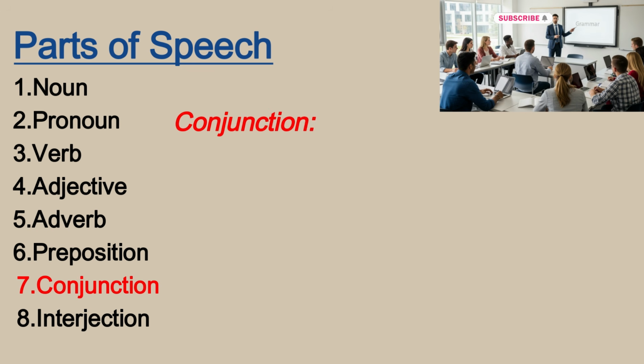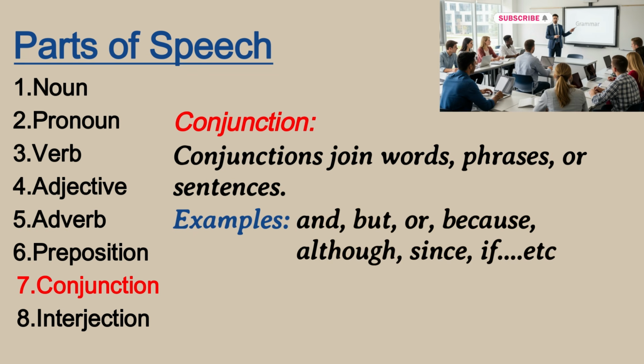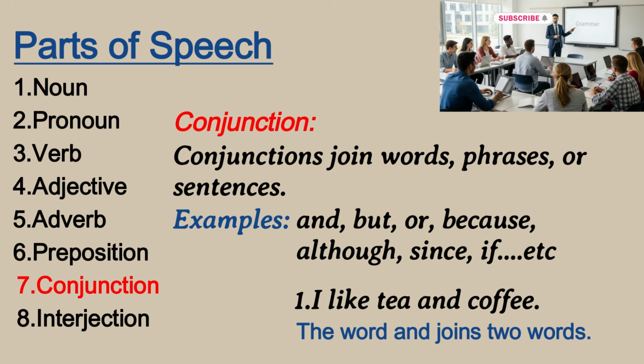Seventh one, conjunction. Conjunctions join words, phrases, or sentences. Examples: and, but, or, because, although, since, if. Let's see how it works in real sentences. Sentence 1. I like tea and coffee. The word and joins 2 words.